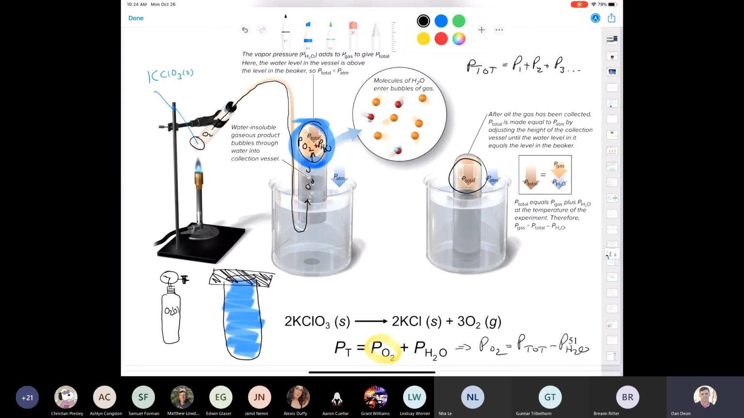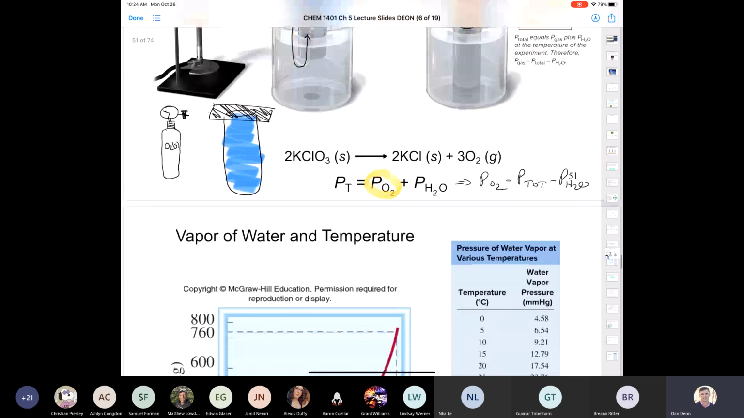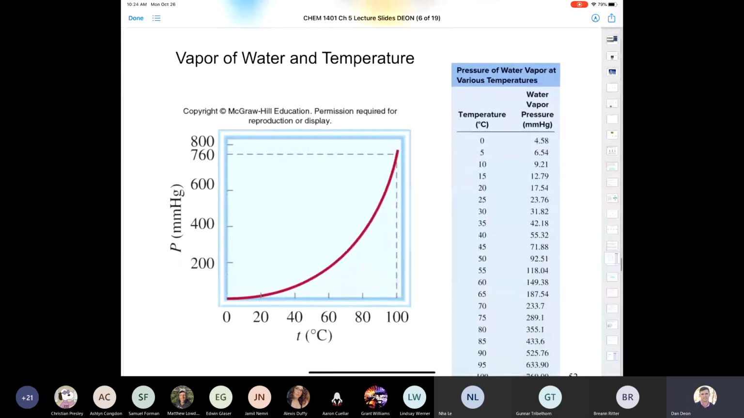Now you're thinking, well, how do I get the pressure of the water? The way you would get the pressure of the water is you would look at a table. And I just happen to have that table in your slides right here. It shows a pressure versus temperature curve for water. And you can see that around 25 degrees Celsius.